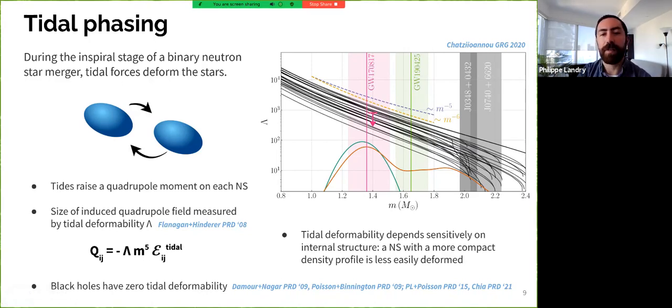So the upshot for tidal deformability is that it depends on the internal structure of the star. Essentially, a stiffer equation of state that has more support against gravity is going to produce a fluffier neutron star that's easier to deform and hence have a larger tidal deformability, versus a soft equation of state, which will have a smaller tidal deformability because its star is more compact and difficult to deform. So stiff equations of state have larger lambda at a given mass than soft ones. And then all else being equal, if you take a heavier neutron star, that's also going to have a smaller tidal deformability simply because it's going to be more compact.